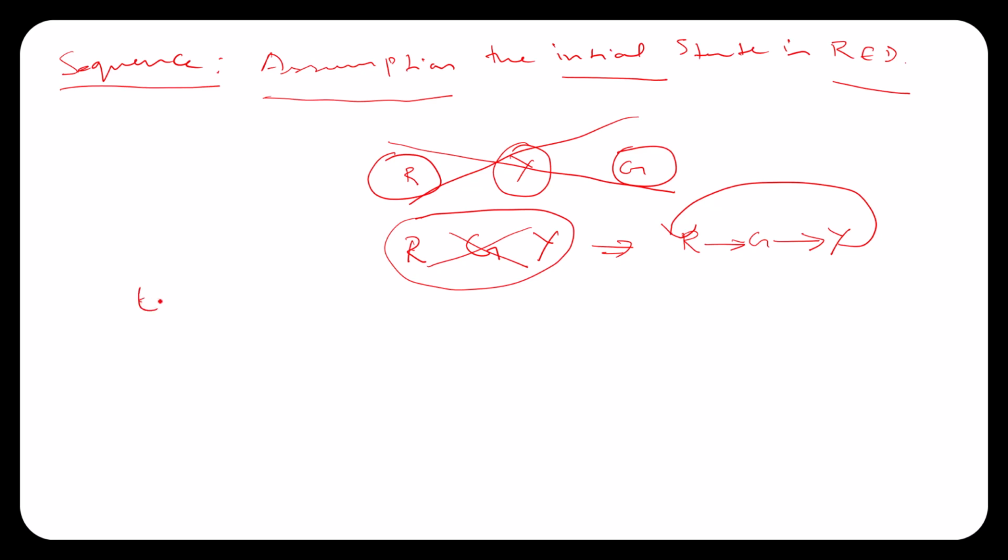I'm going to define TR, TG, TY. So this is the time in which it will stay in red, and this is the time in which the state will stay in green, and this is the time in which it will stay in yellow. So these are the three times. Okay, now what I'm going to do, I'm going to go with drawing the state diagram.